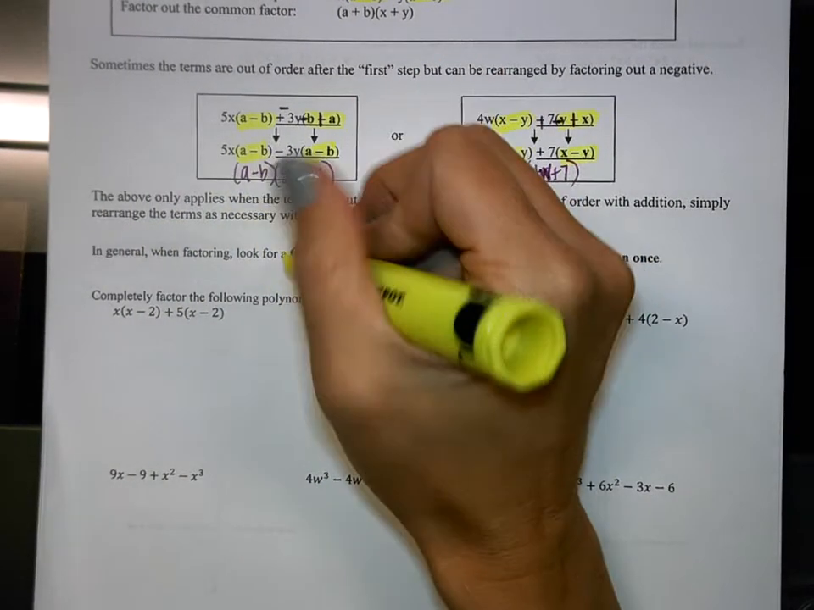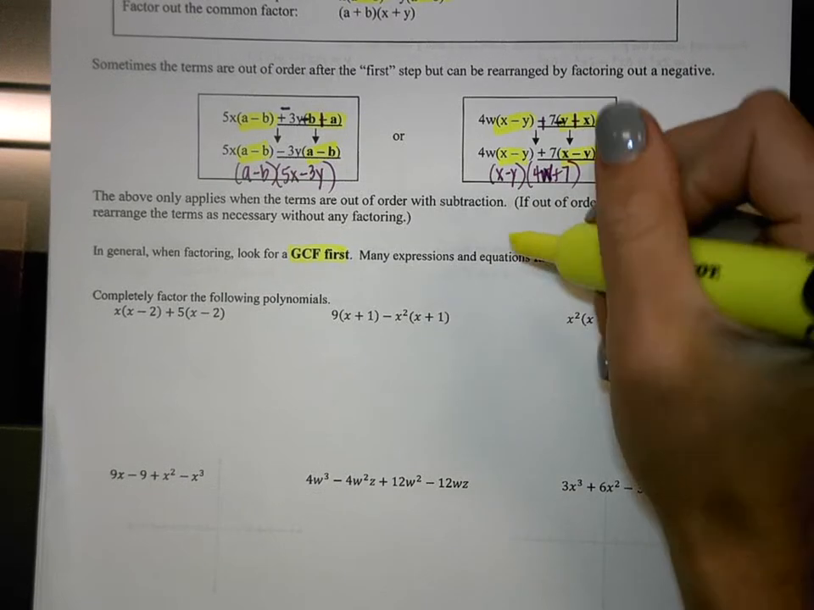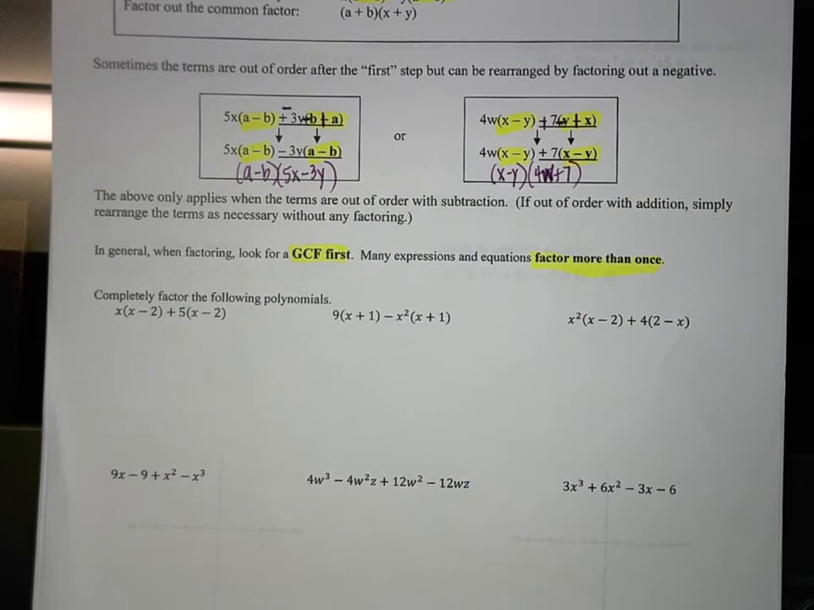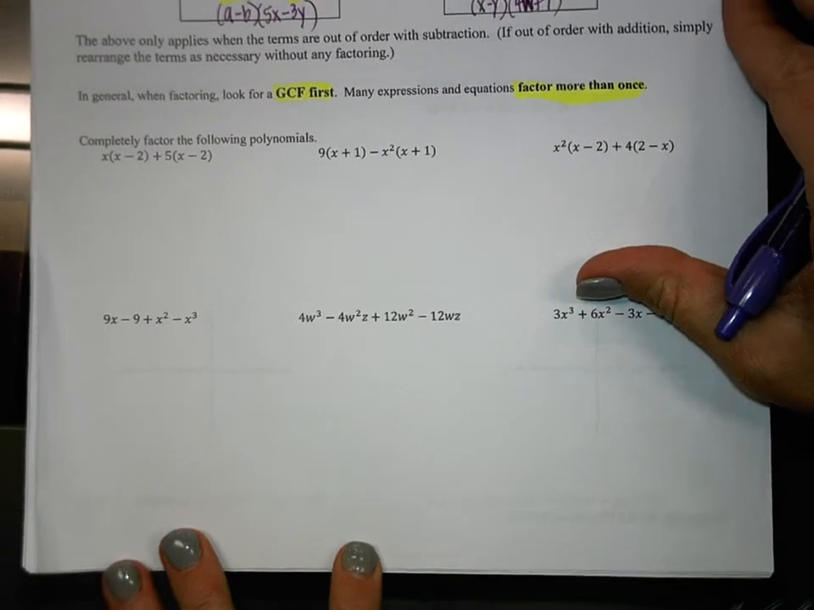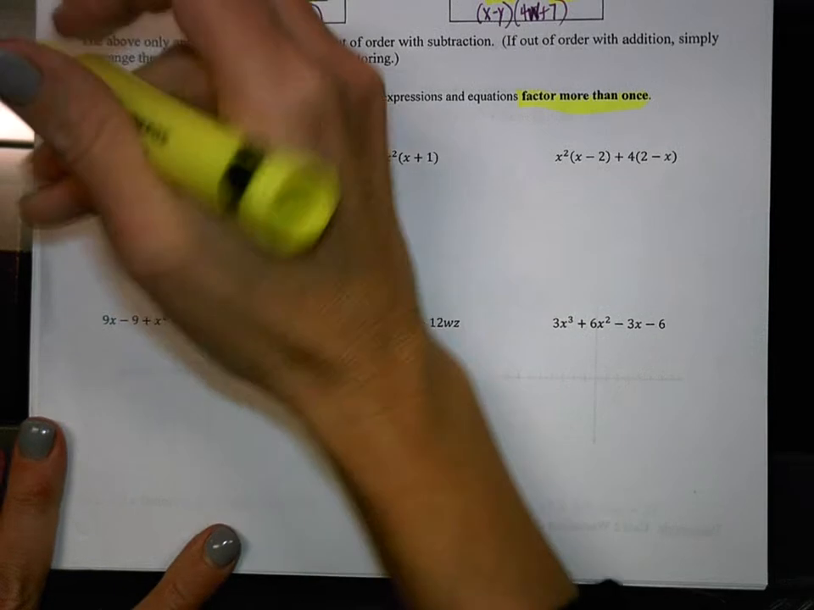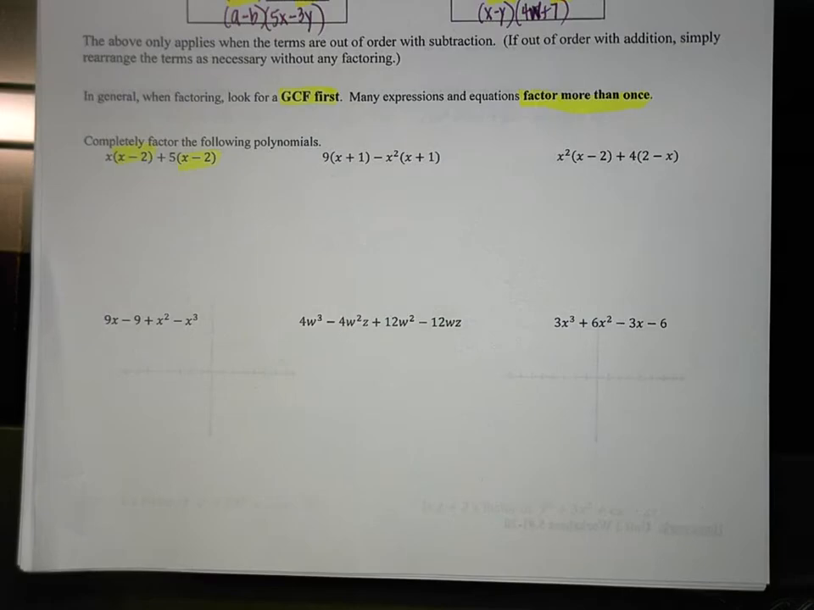So in general, in factoring, always look for a GCF first. And then remember that many expressions factor more than once. So once you factor once, check to see if it can be factored further. Starting with this first problem, if you look at the way that it has been written, you can see right here that you have 2 factors that are already the same. They've already done one step of the problem for you, basically.